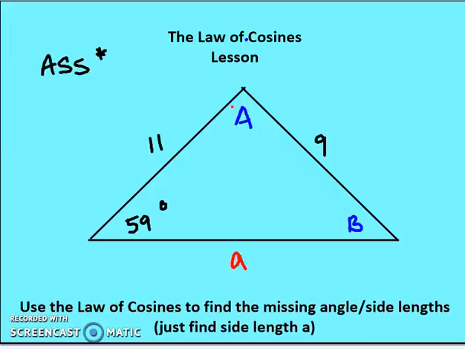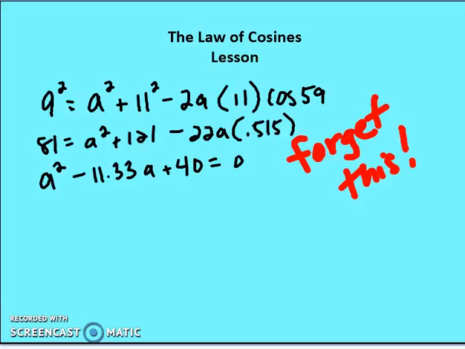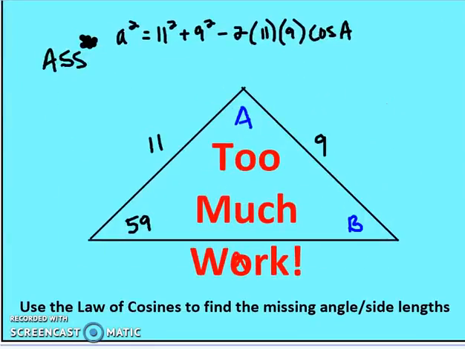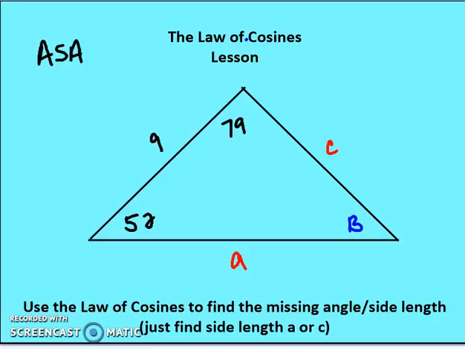Now we're going to try angle, side, side. So I'll pause here. All right, so what's going to end up happening is you're going to end up with a quadratic, and you can use the quadratic formula to solve for A. However, in this case, it's probably easier just to use the law of sines. So we're going to say it's too much work to use the law of cosines to solve angle, side, side problems. So just use the law of sines, but of course, be careful. So we're going to say this is too much work to do in general. So we're going to put a check and then a minus next to ASS.